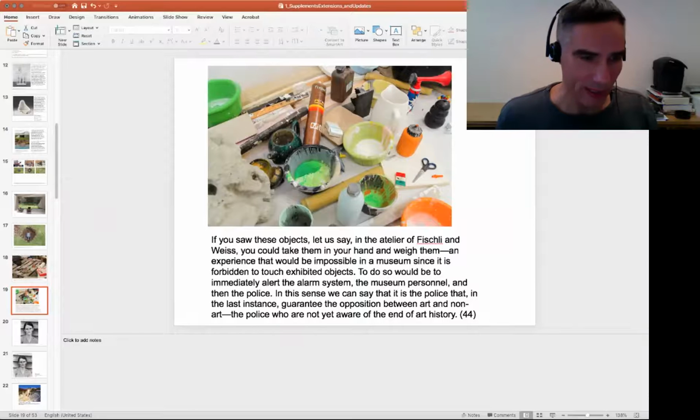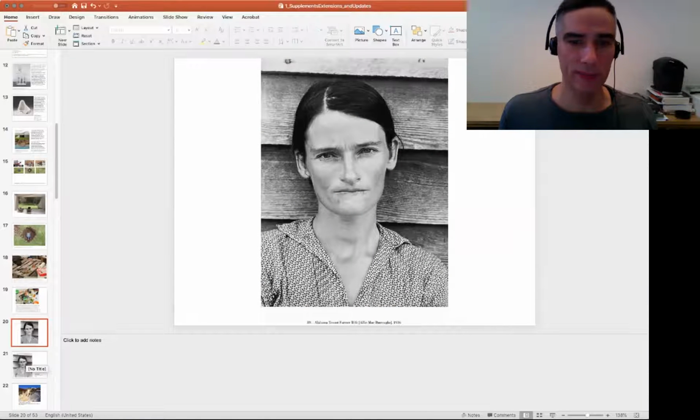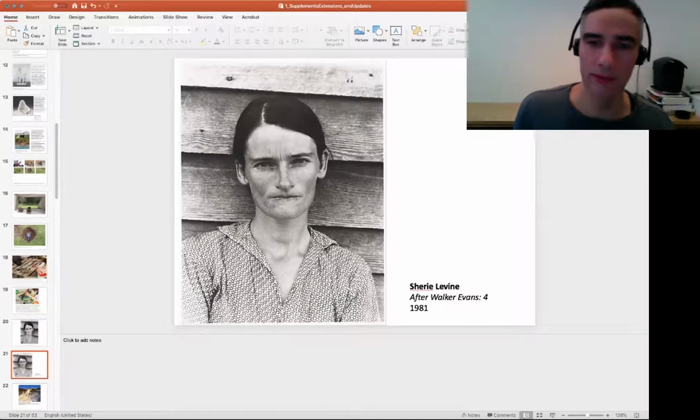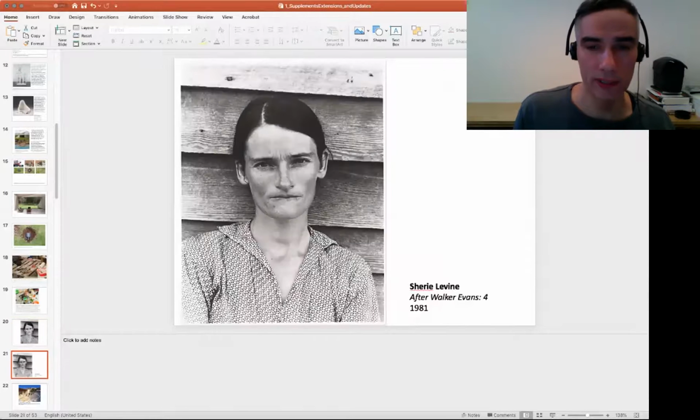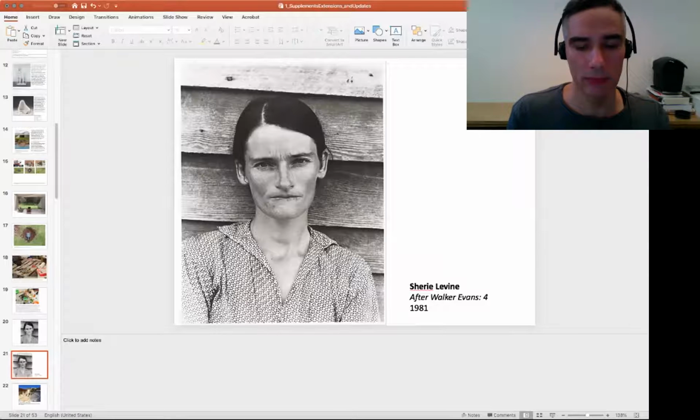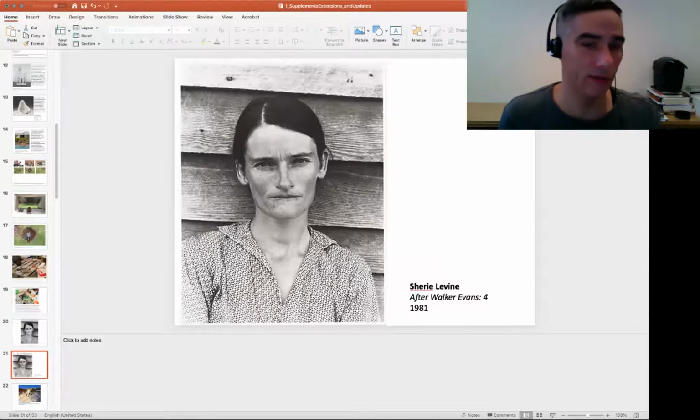And the other example was the ready-made objects by Sherry Levine: a rephotographing of photographs of tenant farmers taken in the American South during the Great Depression. These were originally made by Walker Evans, and Sherry Levine simply rephotographs them. It's because of technology that all this discourse is even possible. We can now make copies fairly easily by the 1980s.